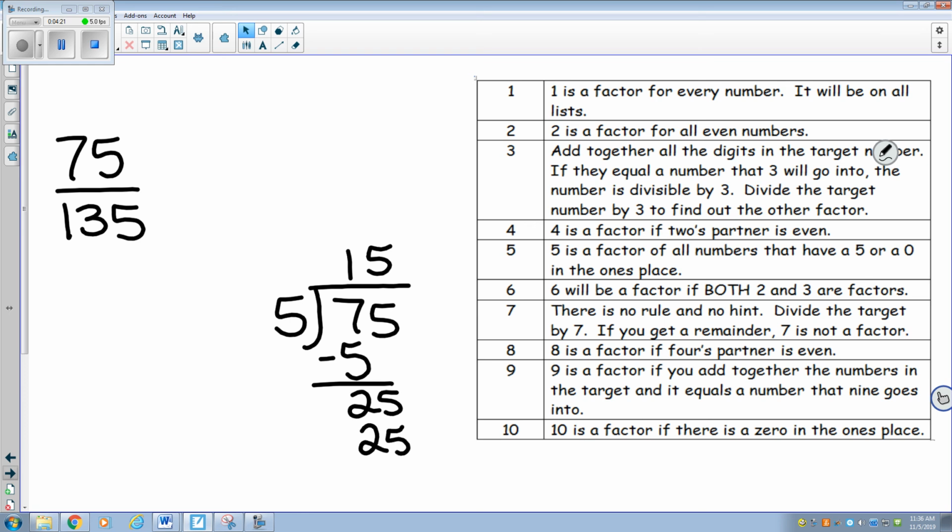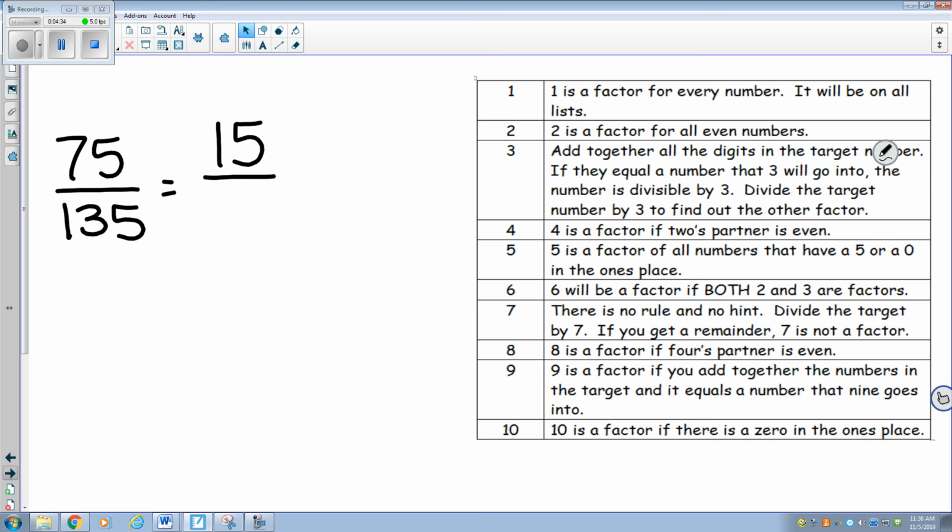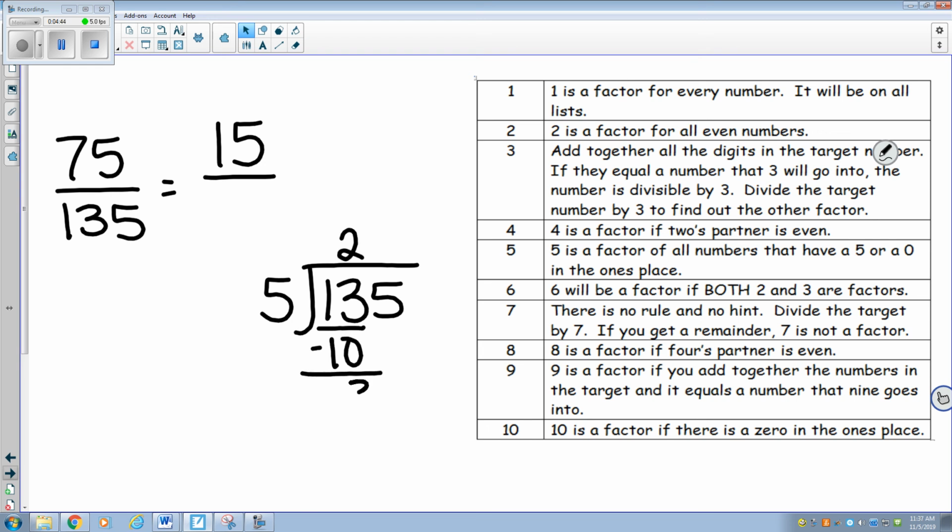And we're going to find out that 75 divided by 5 is 15. So we can change the 75 to a 15. Now whatever we do upstairs, we have to do downstairs. So we need to take the 135 and divide that by 5 also. So 135 divided by 5. 5 going into 13 2 times. Bring down our ones place. 5 can go into 35 7 times. So we learned that 135 divided by 5 is 27.